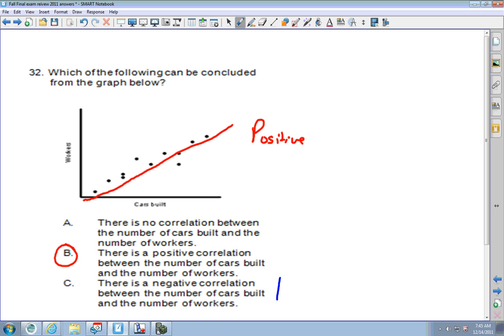If it was a negative correlation, the dots would be going down like this. And if there was no correlation, it could be going flat. It could be just all over. Either one of those would not be a positive correlation.